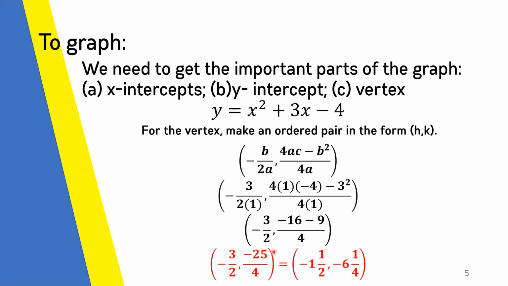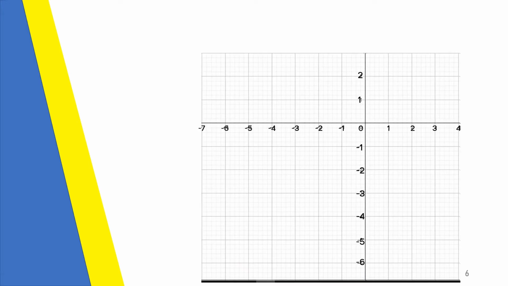But if you'd like to be sure, and if you're going to plot this point, you may change this improper fraction into the mixed fraction form. So we have here negative 1 and 1/2, and the y value is negative 6 and 1/4. So that is the ordered pair (h, k).